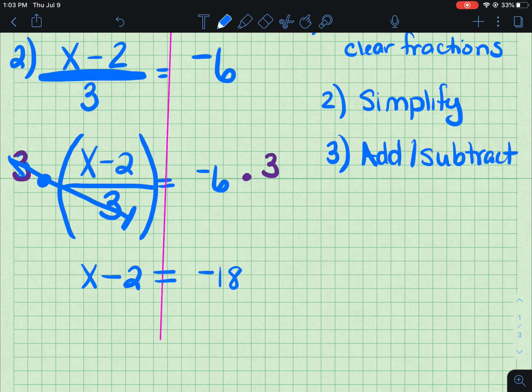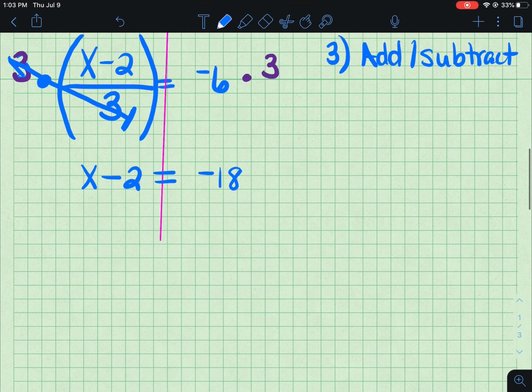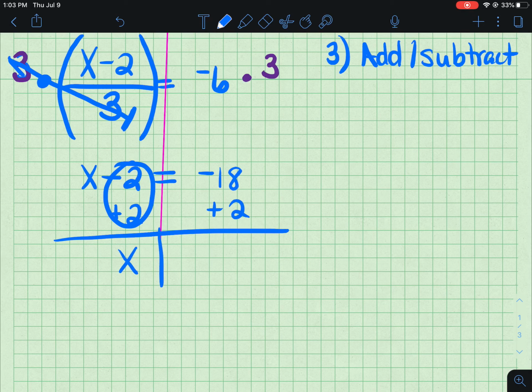Well, what is crowding the variable? The subtract 2. What's the opposite of subtract 2? Add 2. Now make sure when you put this in your calculator, you do it correctly. This side we're left with an x.